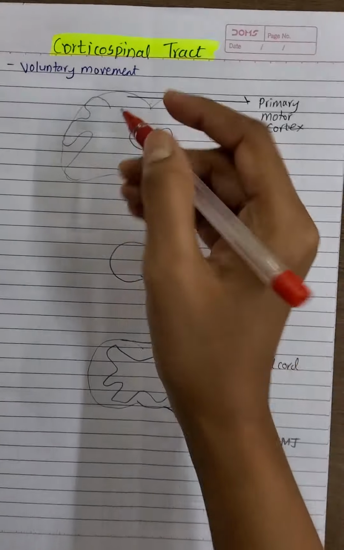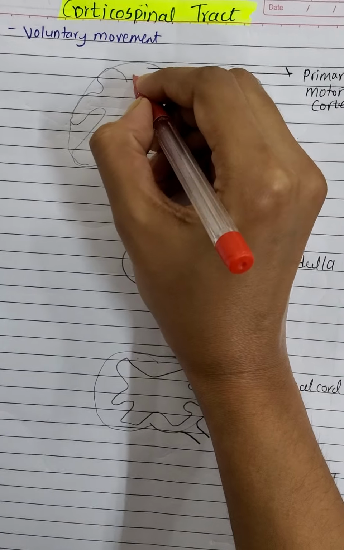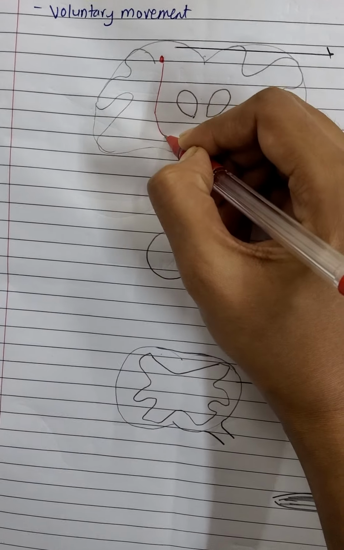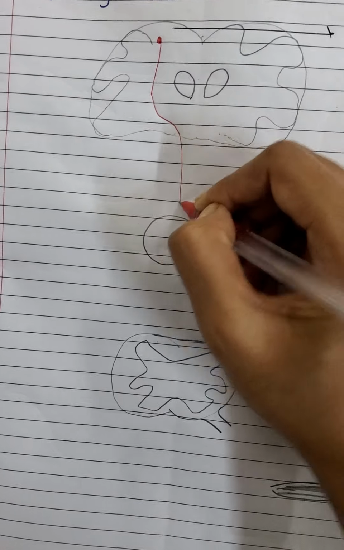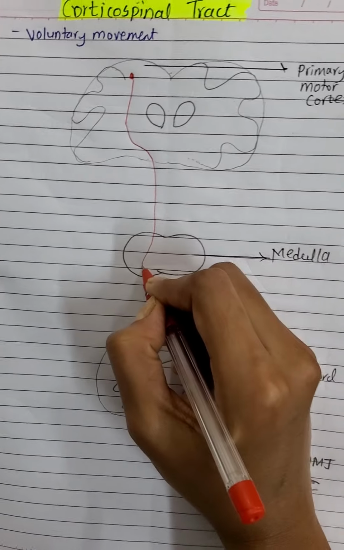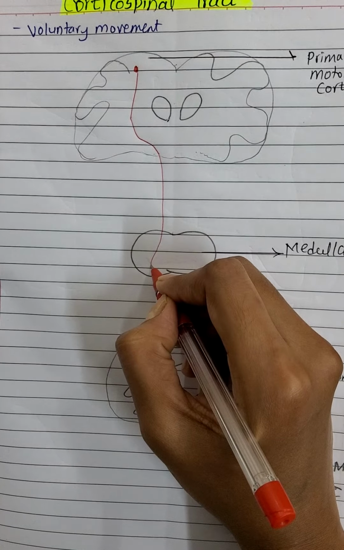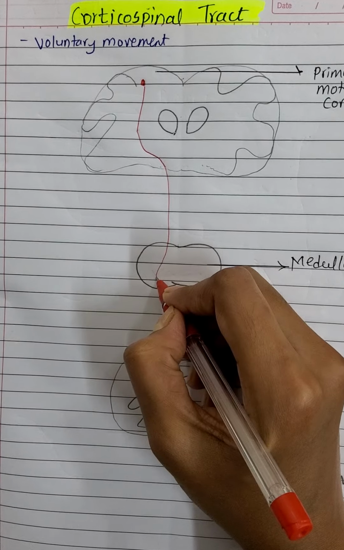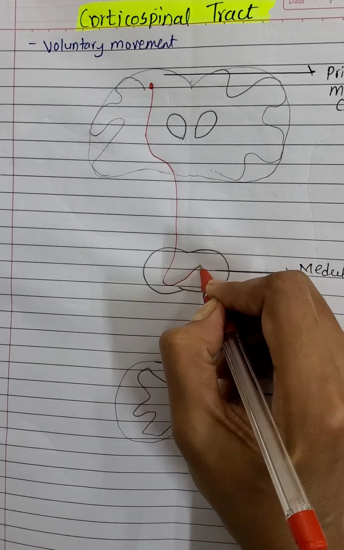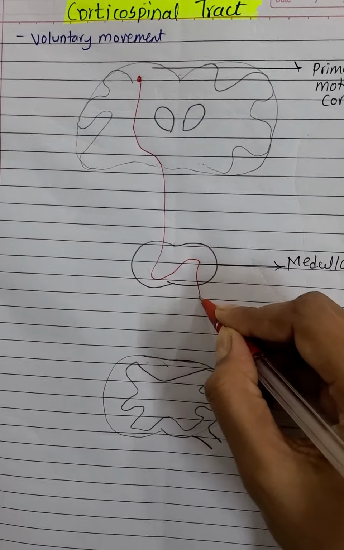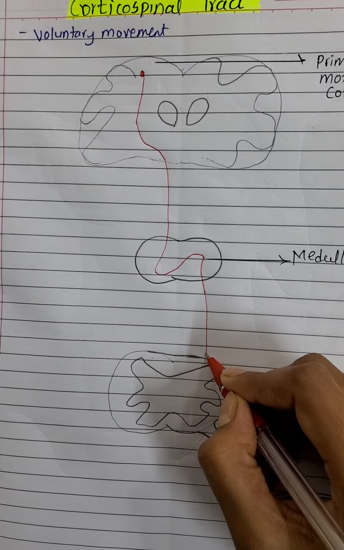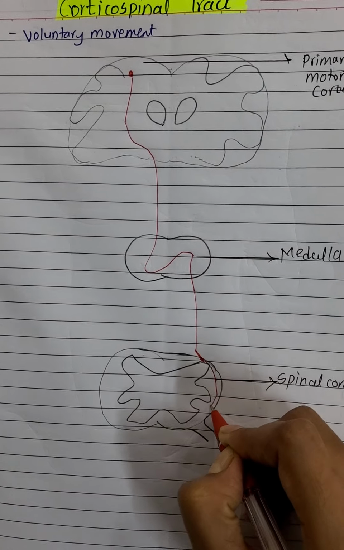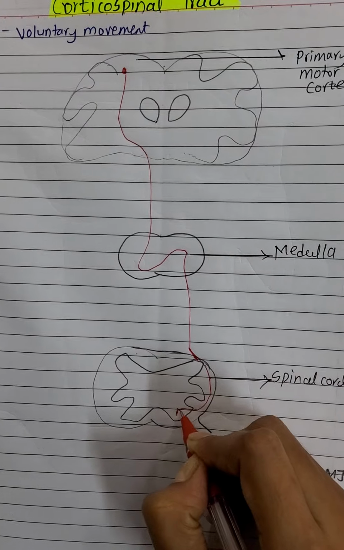In corticospinal tract, first order neuron arises from motor cortex, and then they come to medulla. Corticospinal tract is descending tract, so it's descending downwards, and they first cross and then they synapse, so crossing to opposite side, and then they enter the anterior horn of spinal cord.